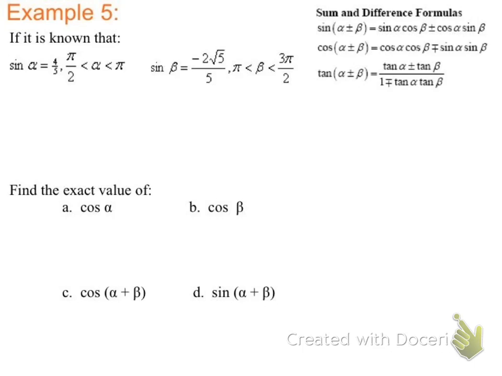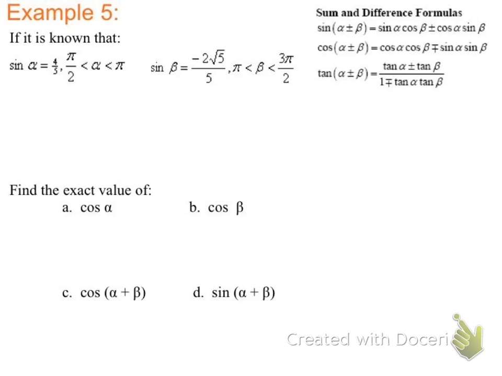So here we have a situation where they tell us something about angle alpha, that the sine is 4/5, and they tell us something about angle beta. Notice they also give us a quadrant that these angles fall in. And our questions are asking us for things like the cosine of alpha and the cosine of beta, which is something we learned in chapter 4 how to find. And then they're also asking for the cosine of alpha plus beta.